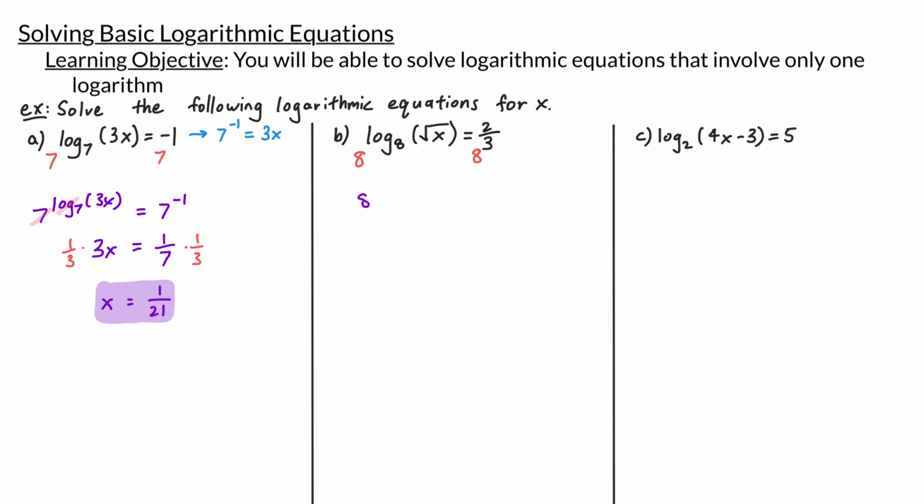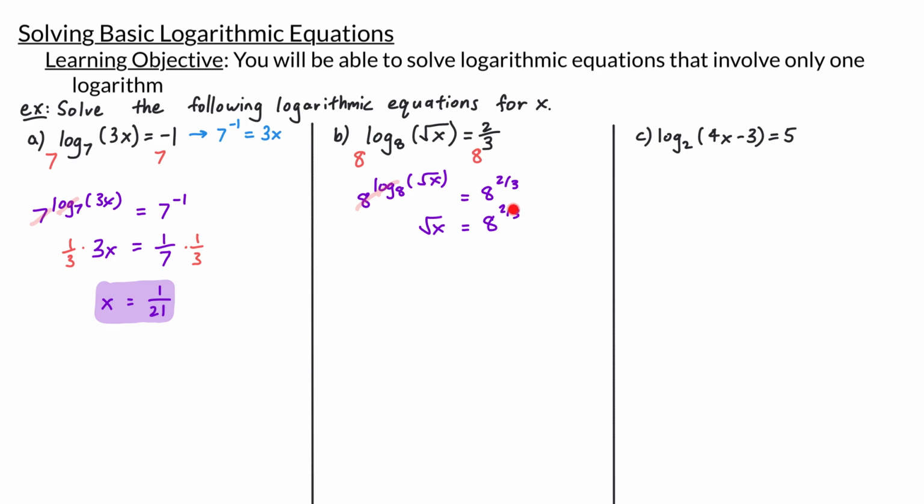So we end up with 8 to the power of log with base 8 of square root of x equals 8 to the power of 2/3. Now on the left-hand side here, because the logarithm with base 8 and the exponentiation with base 8 are performed back to back, these two operations cancel each other out. So on the left-hand side, we'll just be left with square root of x. And on the right-hand side, we have 8 to the power of 2/3.